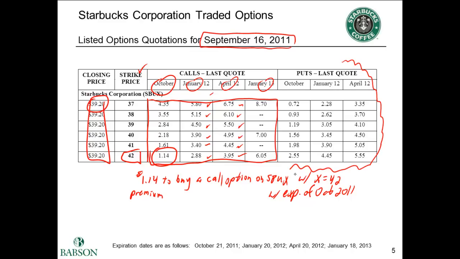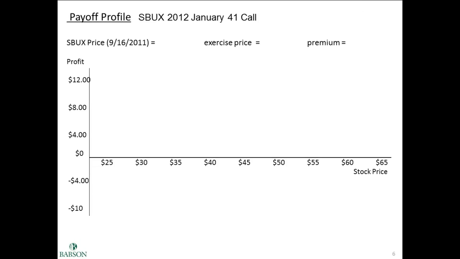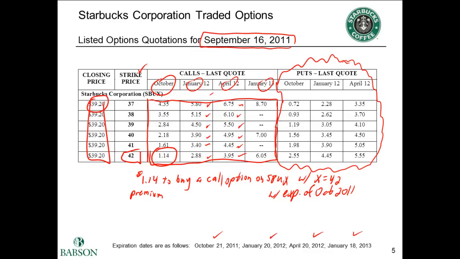In this circled area, this represents the premiums for various put contracts, the right to sell a share of Starbucks stock on or before the specific expirations, which again appear below. So let's think about this for a second. Let's go back to the January call option with the strike price of 41. So let's identify what that is.